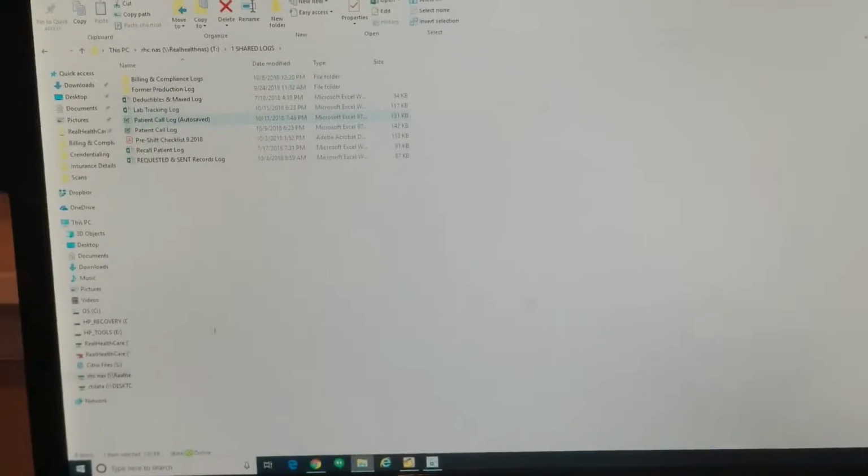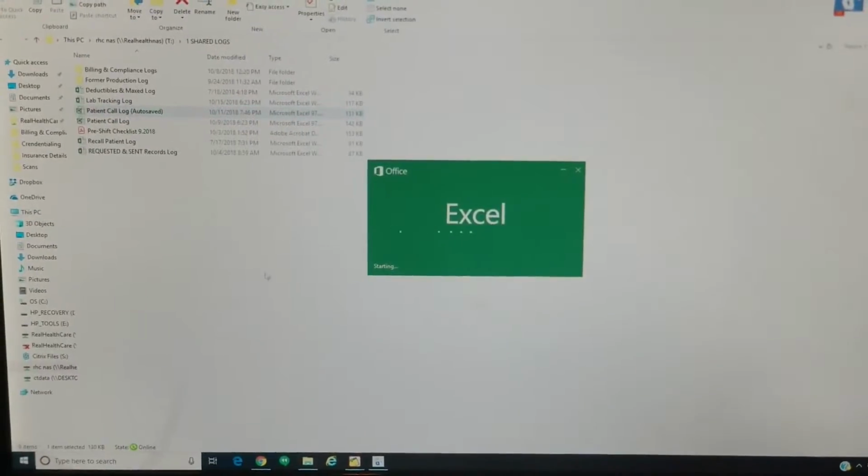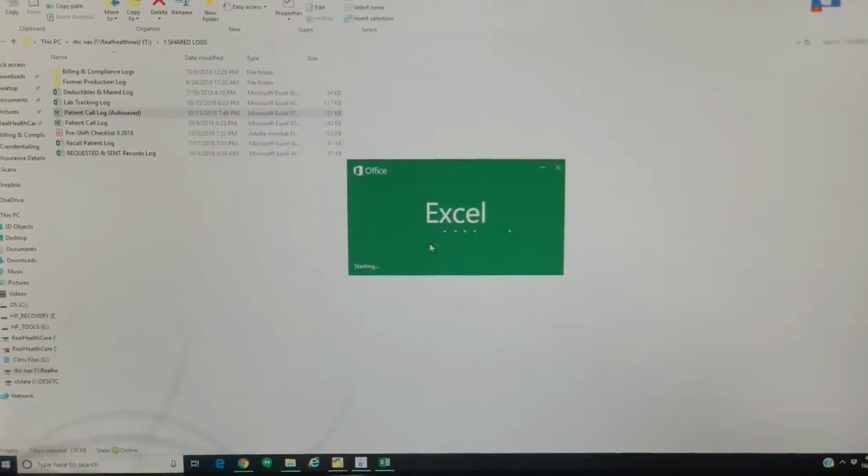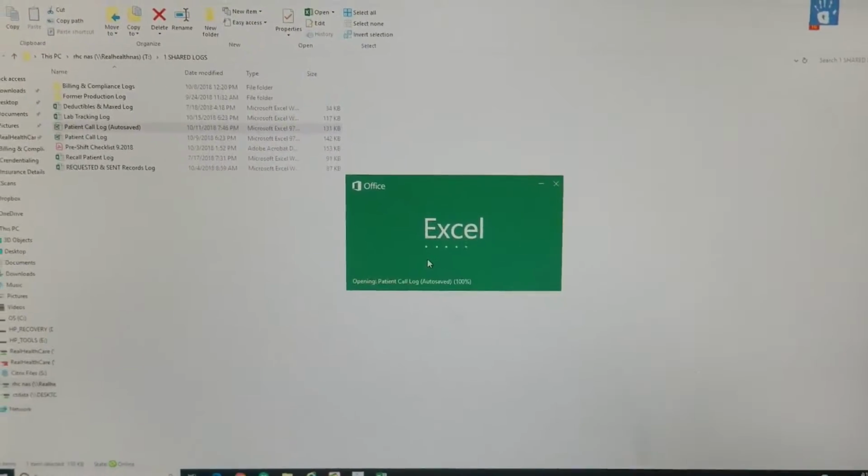So probably of most importance to you all here would be the patient call log. And we were just looking at this earlier. So the patient call log is actually something that is referenced on the post-checkout list. And this is for calls that we make to patients who have missed their appointments. And it's for the purpose of making sure that we call patients who have missed according to the proper schedule.